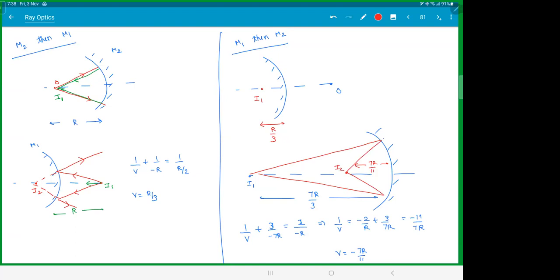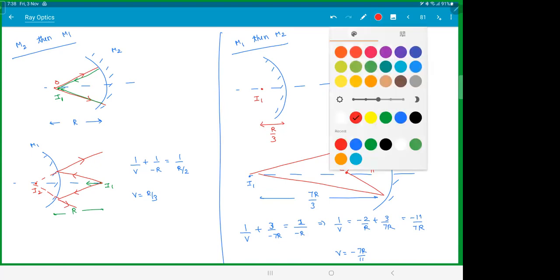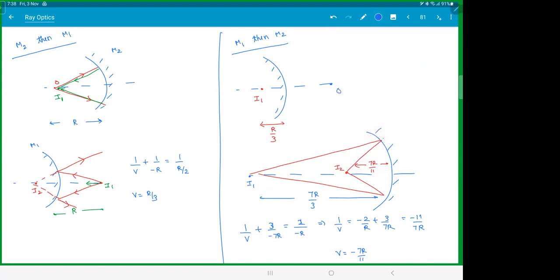You just keep playing, find the image, then its image in the other mirror, and so on. Easy one, but yeah. So if you have multiple mirrors, that's how you do it. How do I define which mirror? It's nothing like that. Both images will form at the same time. There's nothing like this image will form first and that image will form second.